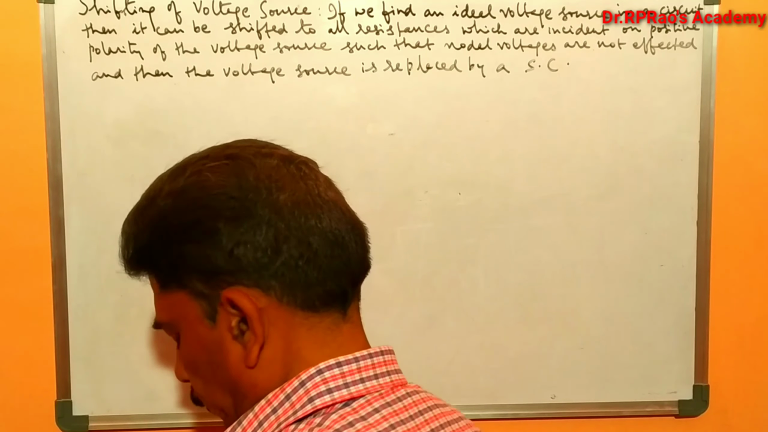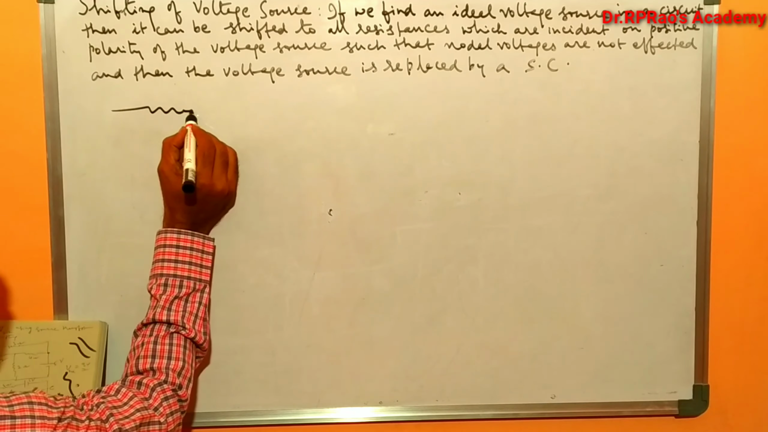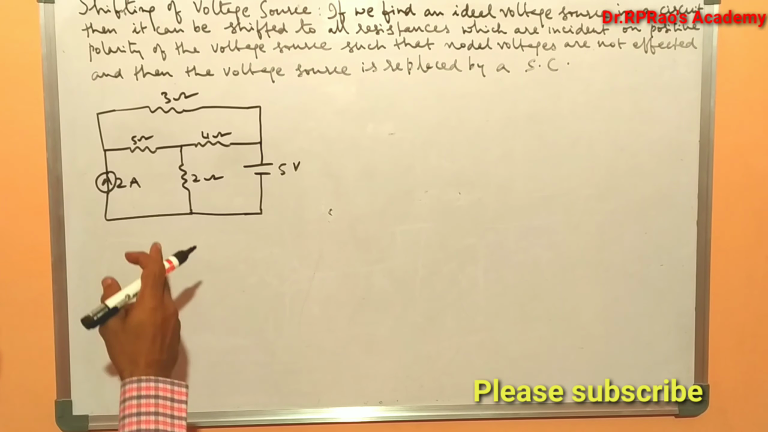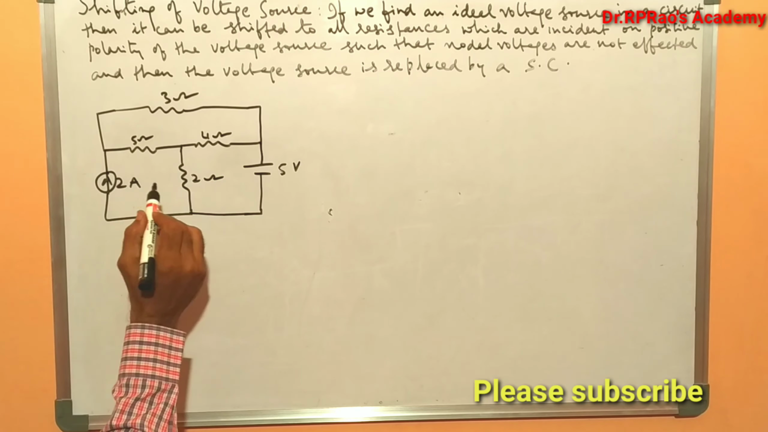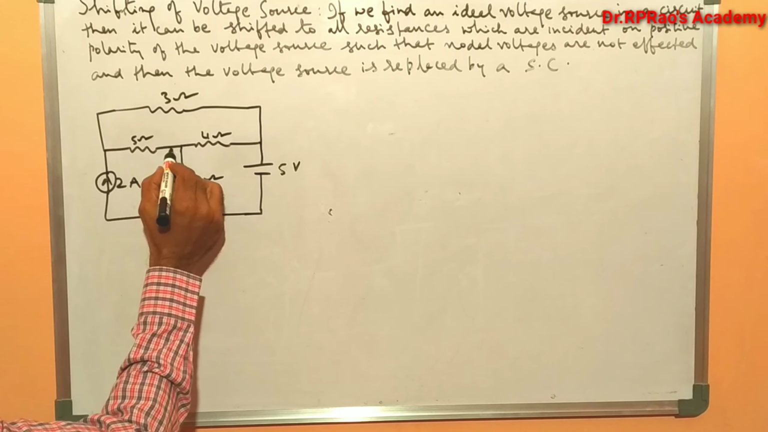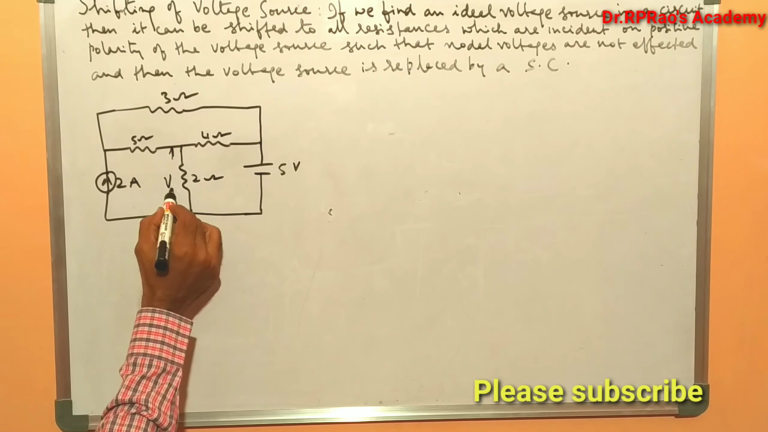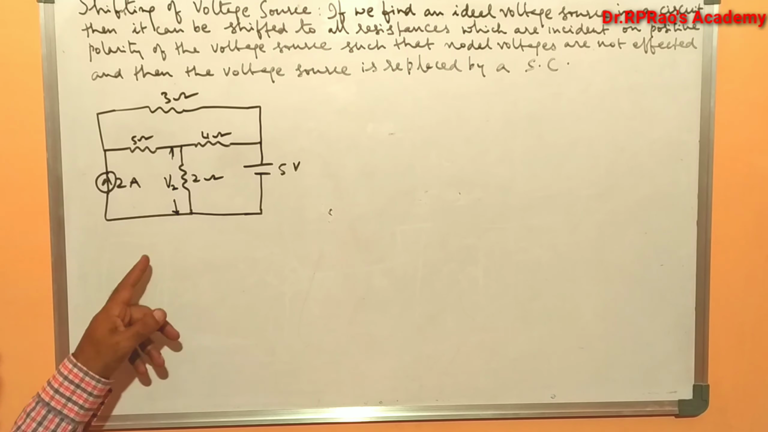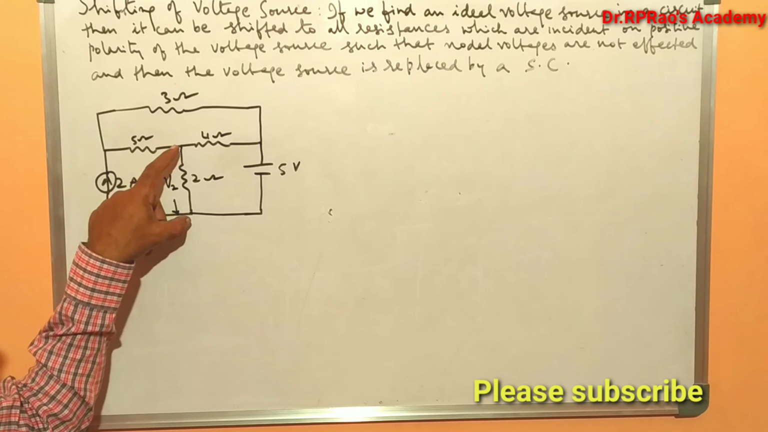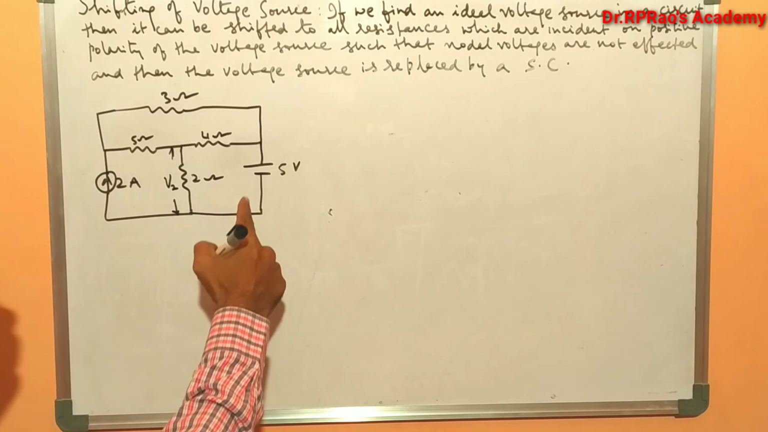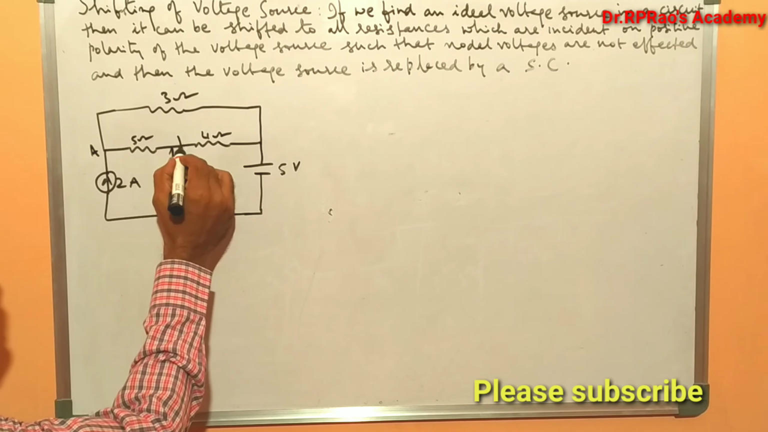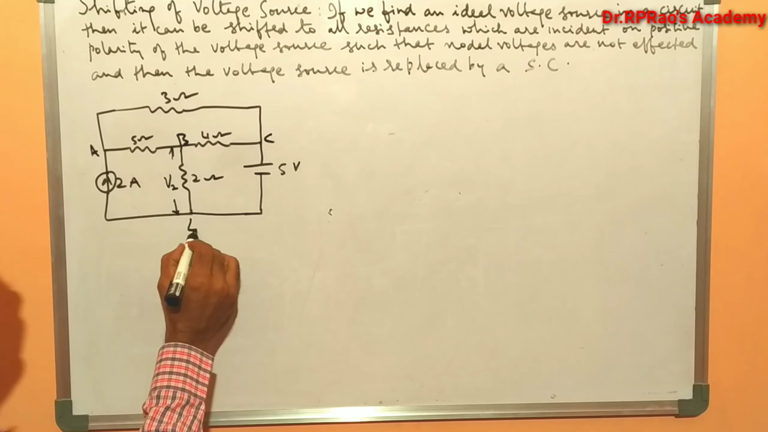The given circuit is like this. This is the given circuit. Find the voltage drop across this 2 ohms. Let this be V2. So V2 is the voltage drop across 2 ohms. Let us find it out now by using the shifting of voltage source method and source transformation. Let the nodes be A, B, C, D.